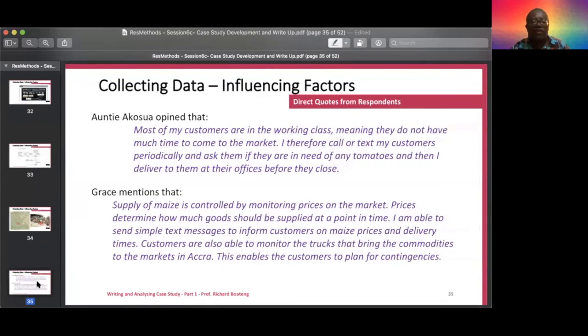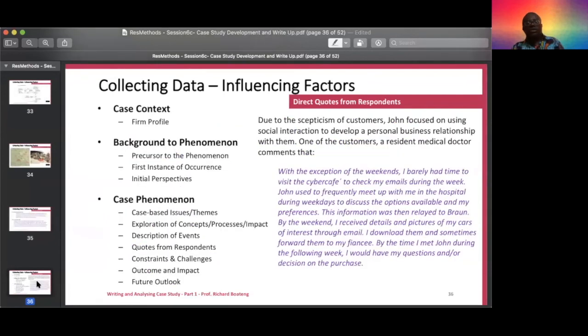Now, because you are doing a case study, we need to see the direct quotations from the people. So sometimes we occasionally want to see you quoting directly from the people, like Antia Kosia opined that Mercy mentions that these are actual quotations and direct quotations from the respondent to show that you were there to collect the data. The same thing to do with John's study too. Direct quotes from one of the resident medical doctors talking about how the choices of John influenced the purchase of the car. So you can see that particular scenario.